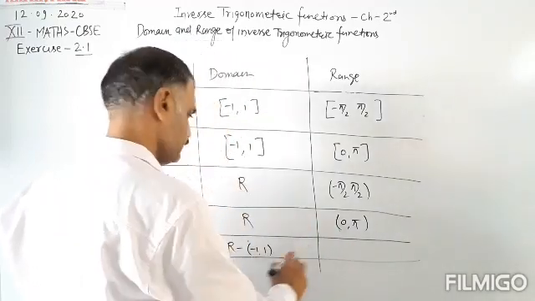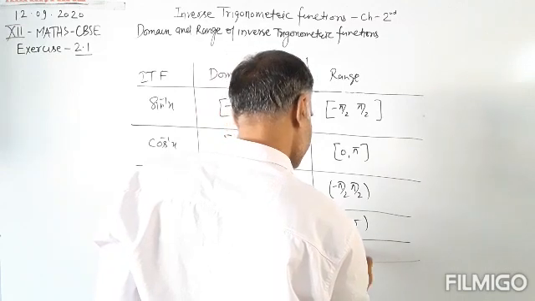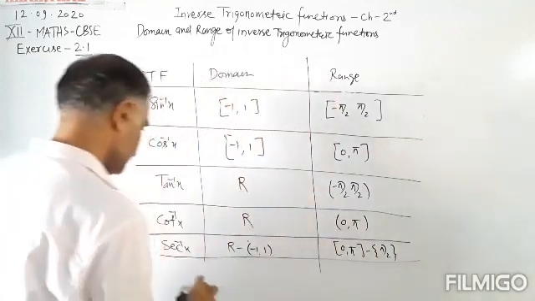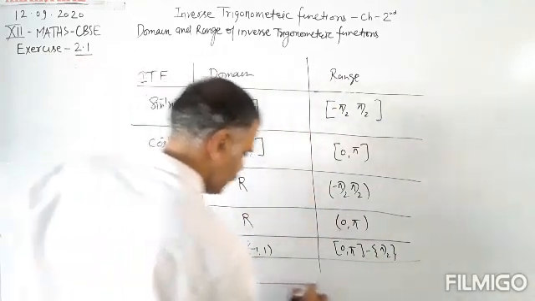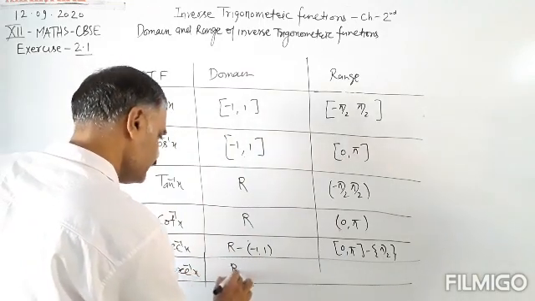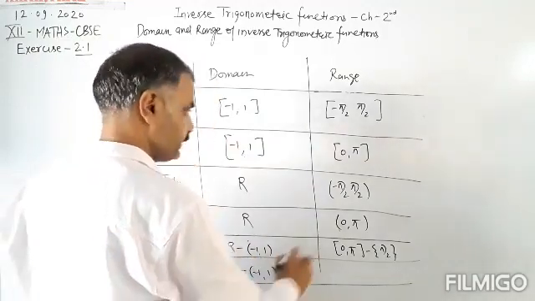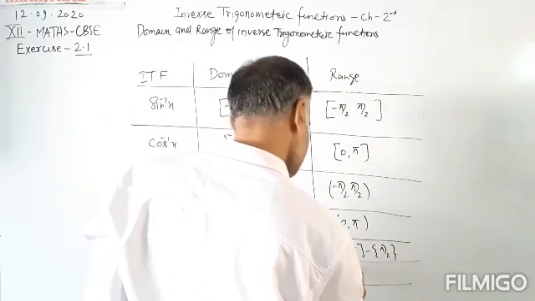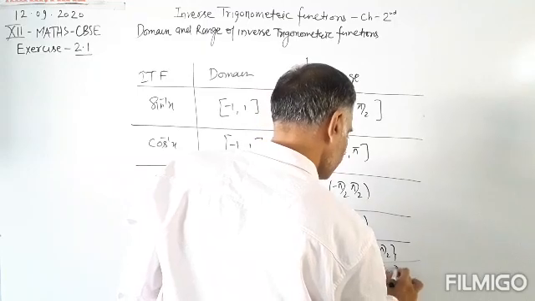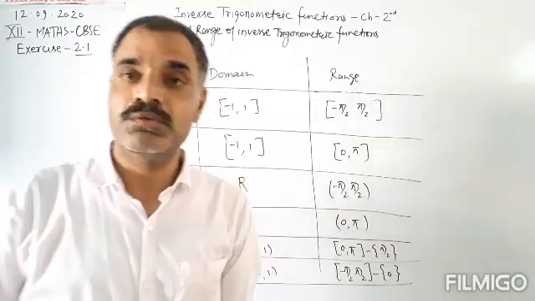Its range is 0 to pi minus pi by 2. And lastly, cosec inverse x: its domain is R minus the open interval minus 1 to 1, and its range is the closed interval minus pi by 2 to pi by 2 minus 0. So these are the domain and range of the inverse trigonometric functions.